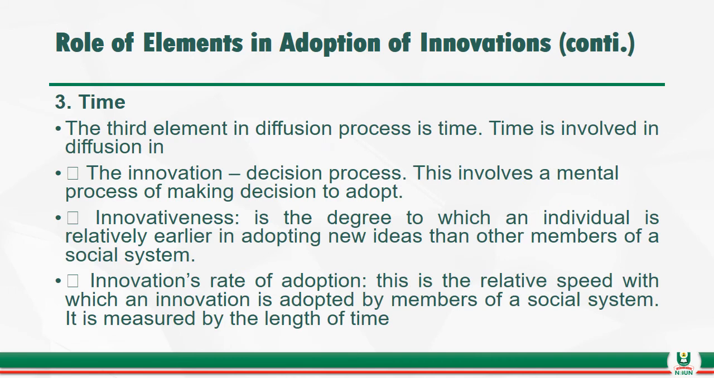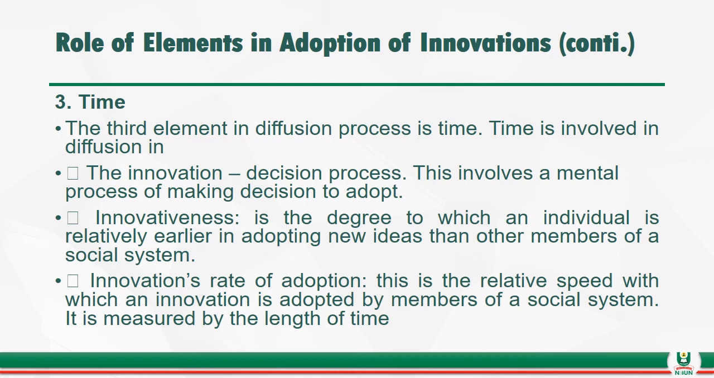And the third, which is time. Talking about time, time is the third role of elements in adoption of innovation, and it is involved where diffusion is concerned. The innovation decision process involves a mental process of making a decision to adopt. What we are saying here is that where time is concerned, certain stages or concepts are involved, and the innovation decision process is very paramount there, because innovation goes through a particular process.